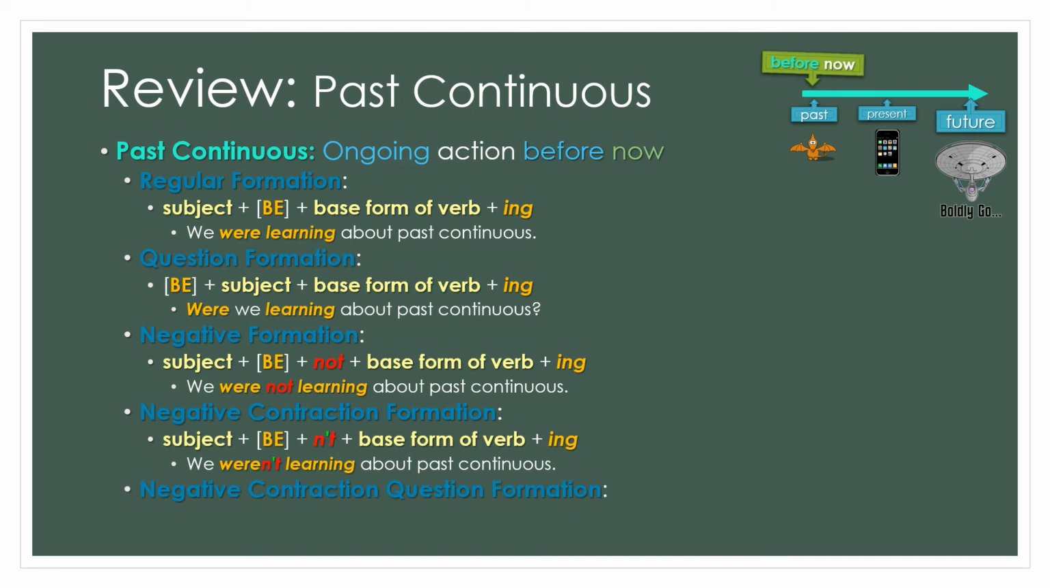And if you wish to have a negative contraction in a question, you combine the question form with the negative contraction form. For example, be in the appropriate form in the past tense, and you put the n't at the end. Then you have the subject. Then you have the base form of the verb plus ing. Weren't we learning about past continuous?